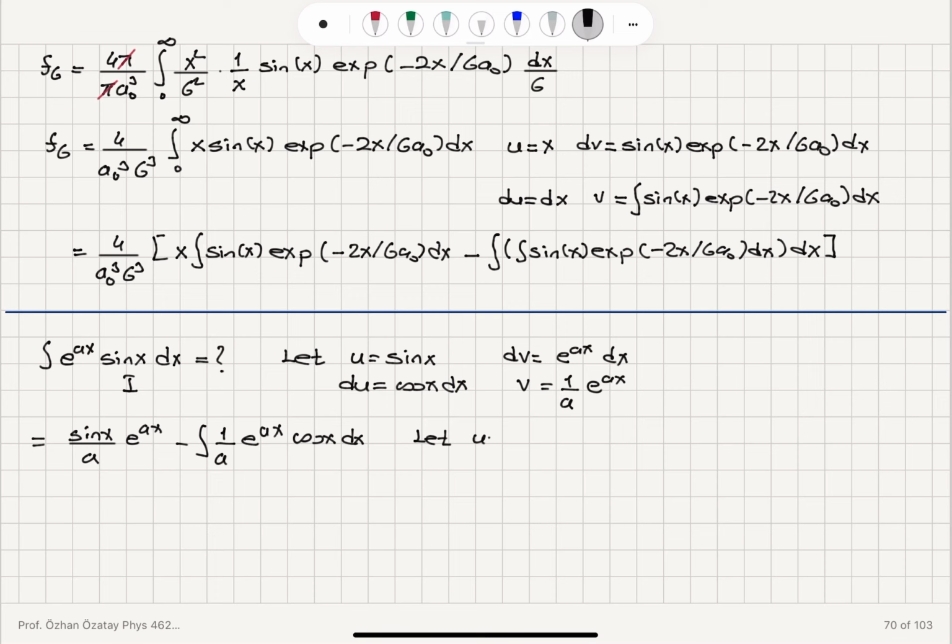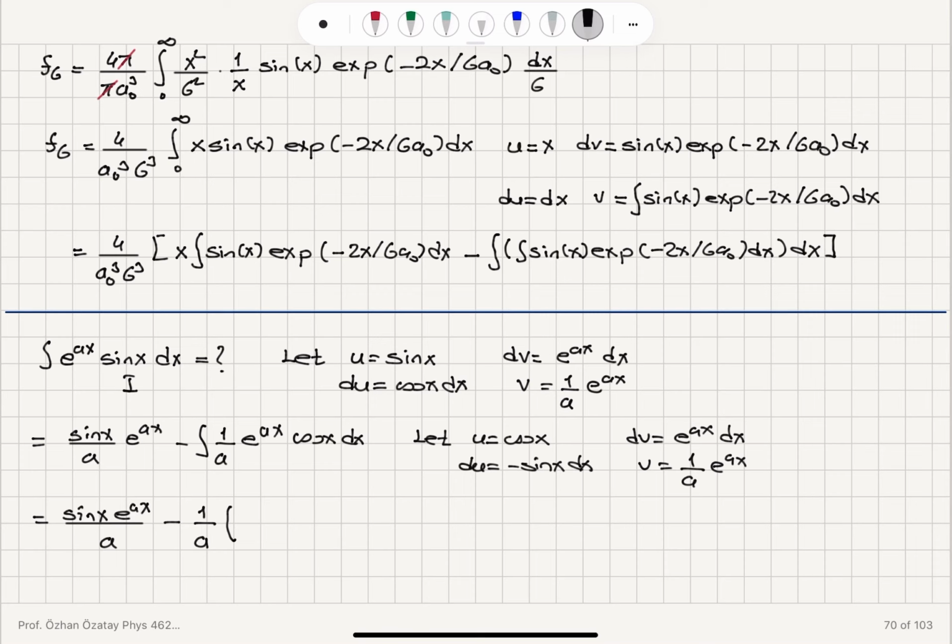Let u is equal to cosine x, du then becomes minus sine x dx. dv is e to the ax dx, and v is 1 over a e to the ax. So if I continue with this, I will obtain the first term, sine x e to the ax over a minus 1 over a. Now I'm performing this integral, integral e to the ax cosine x dx.